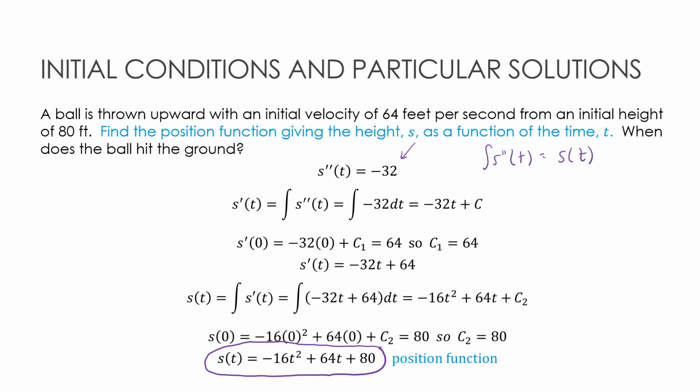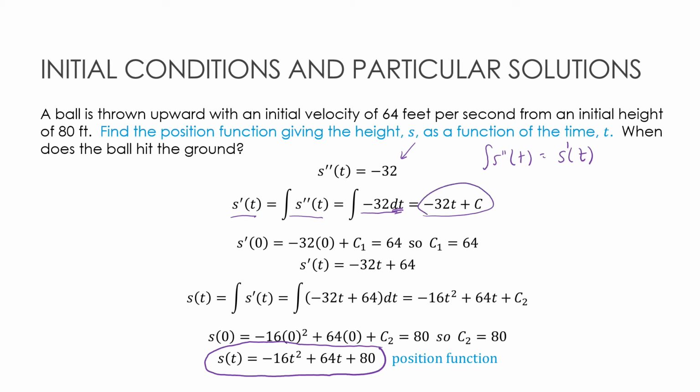So I'm going to find S prime of t, which is the integral of S double prime of t. And so I'm integrating negative 32. And notice I'm using dt because we're dealing with t's, not x's. So if I integrate negative 32, it's negative 32t plus c.